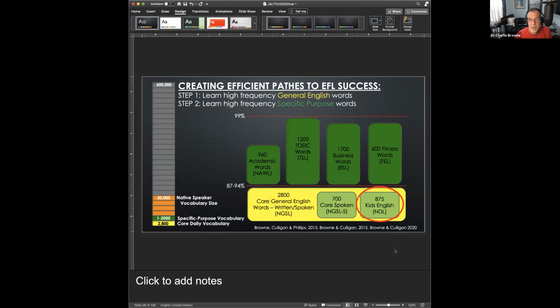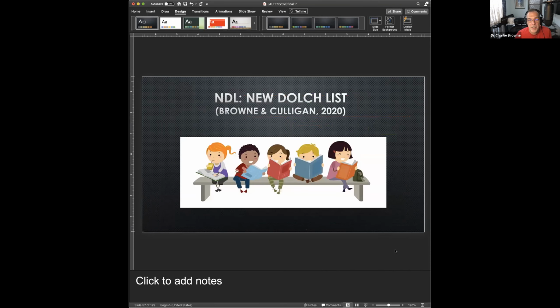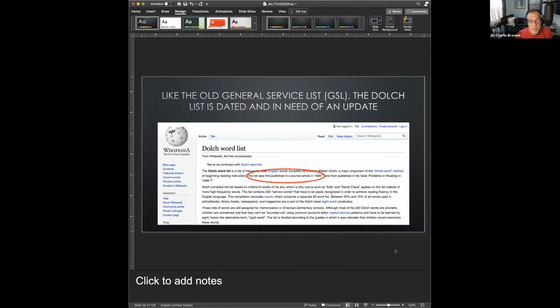The final list, and this was also just released about a week ago, is our new list of children's English, kids English, known as the New Dolch list. And this is up on our website for download as well. This is an update, again, of a very old word list. The old Dolch list was published in 1936 by Edward Dolch.